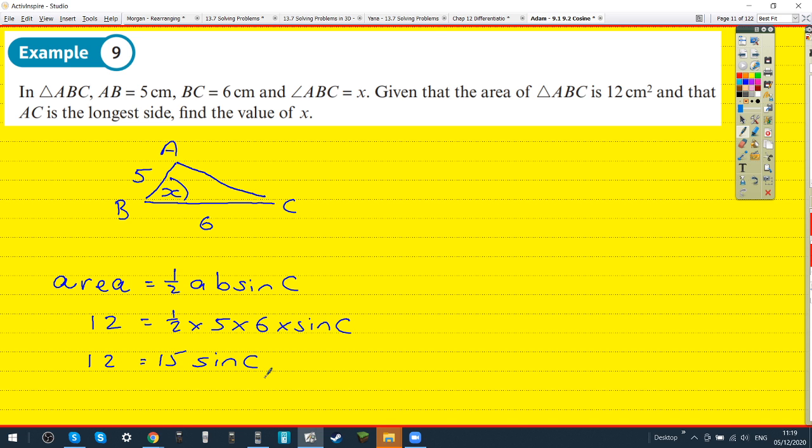And then can you divide by 15 on both sides, or would that not work? That'll work. Okay. 12 divided by 15 is 0.8, equals sine c.